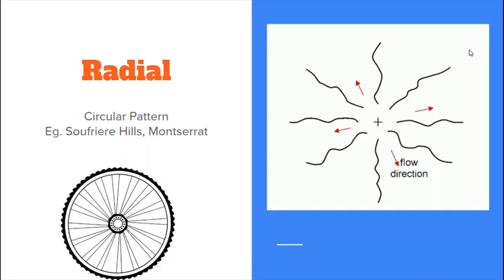For our first pattern, it is radial. This is a circular pattern where water is running from one main central high point here. Since it is a high point, it is almost as if water is overflowing and will therefore run out in all different directions around the peak. These create a pattern that looks like spokes on a bicycle wheel. So this one is basically circular, and an example is Soufriere Hills in Montserrat.